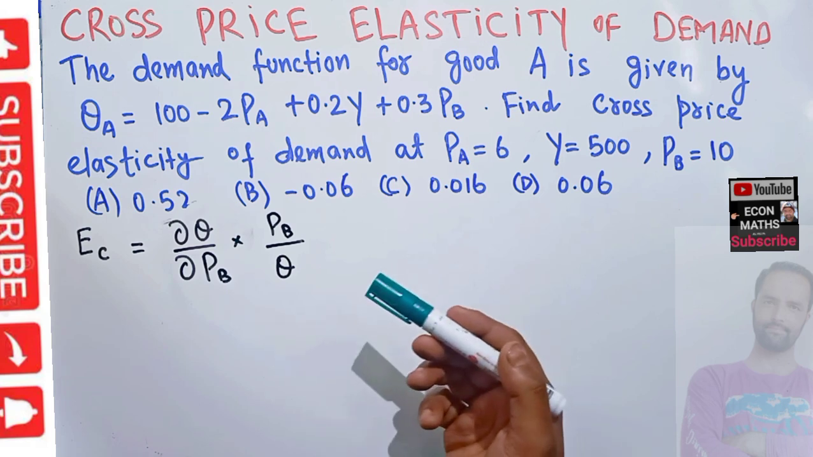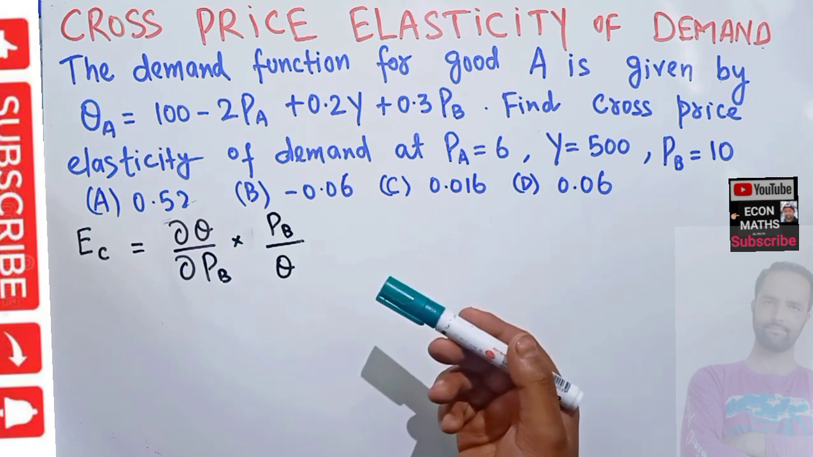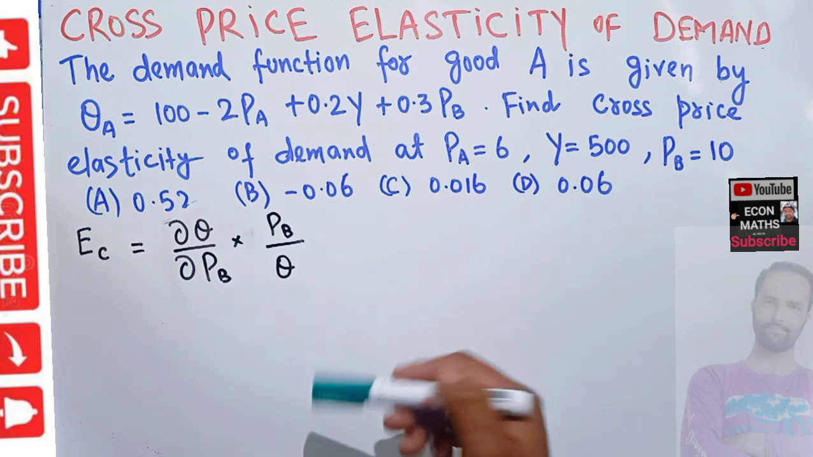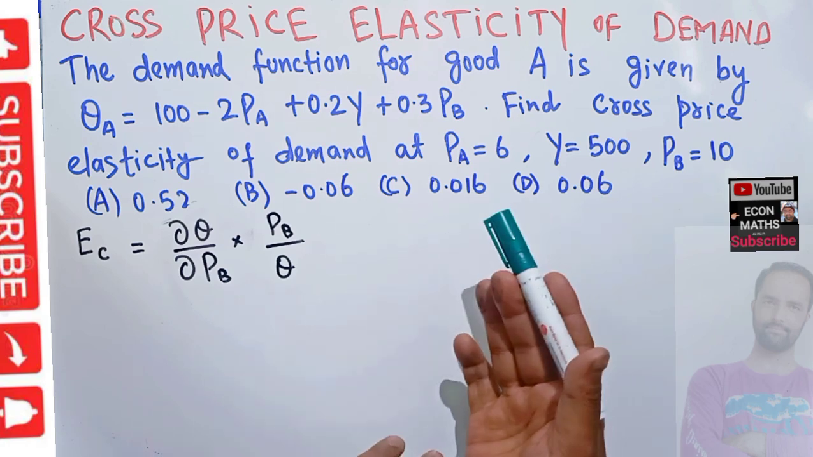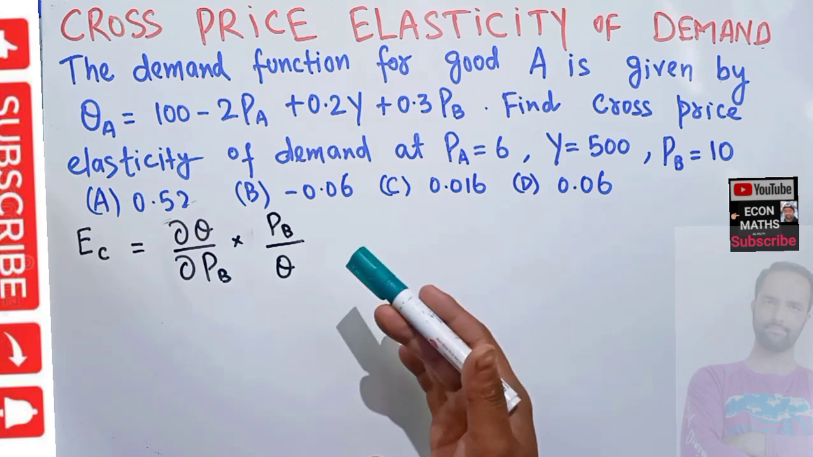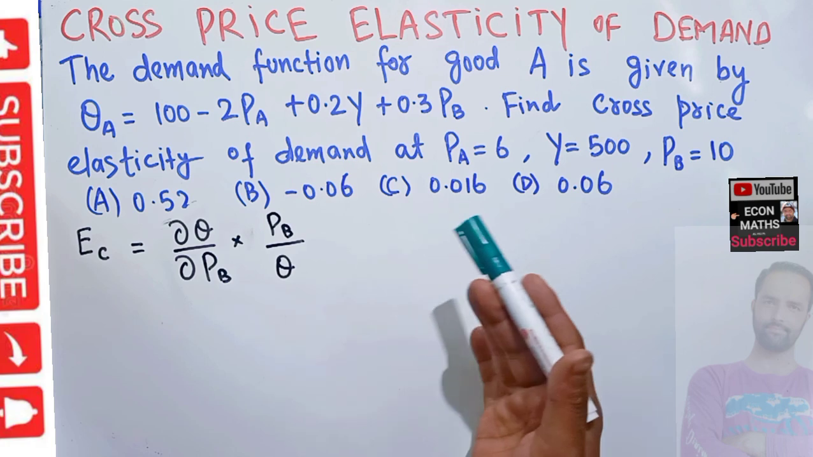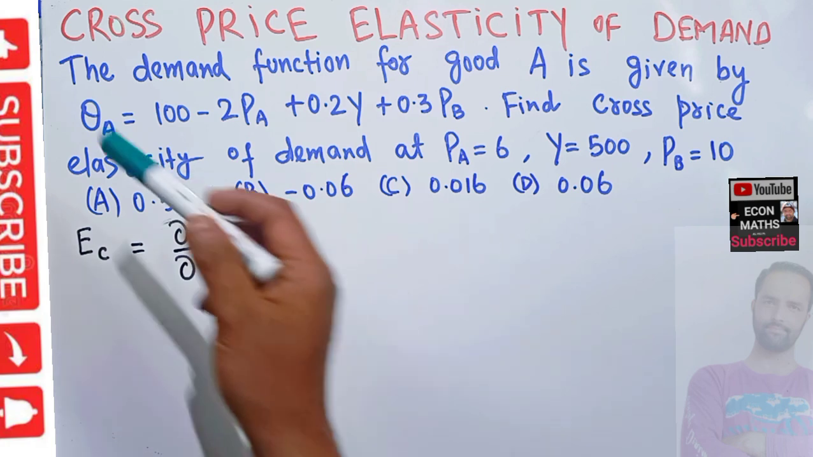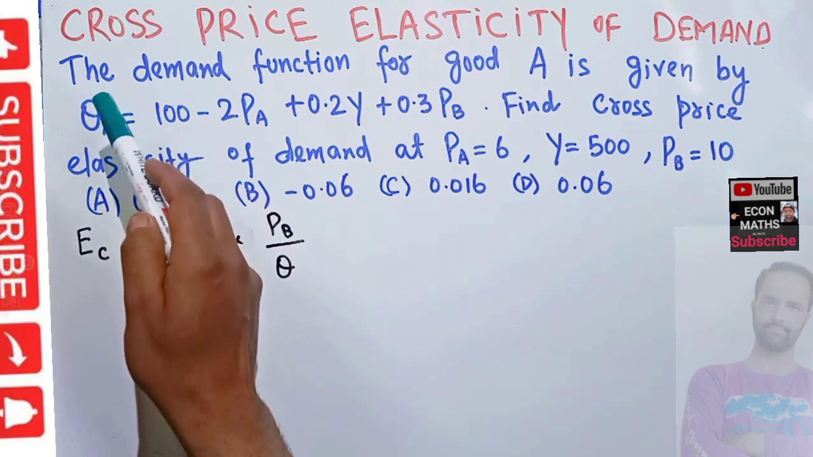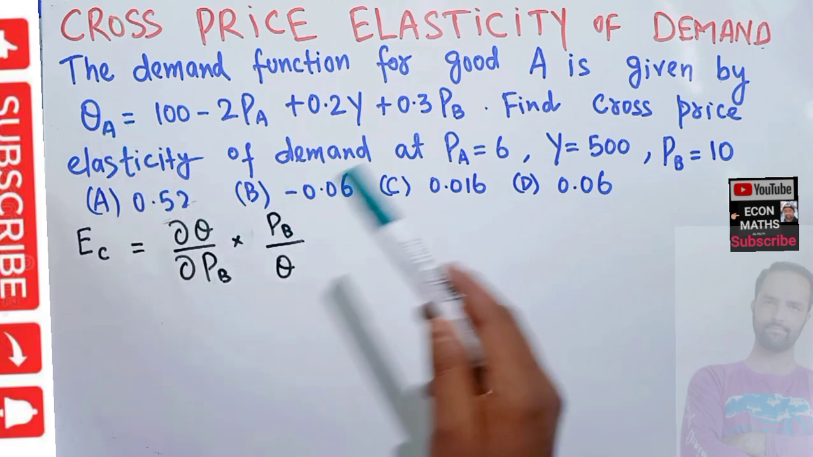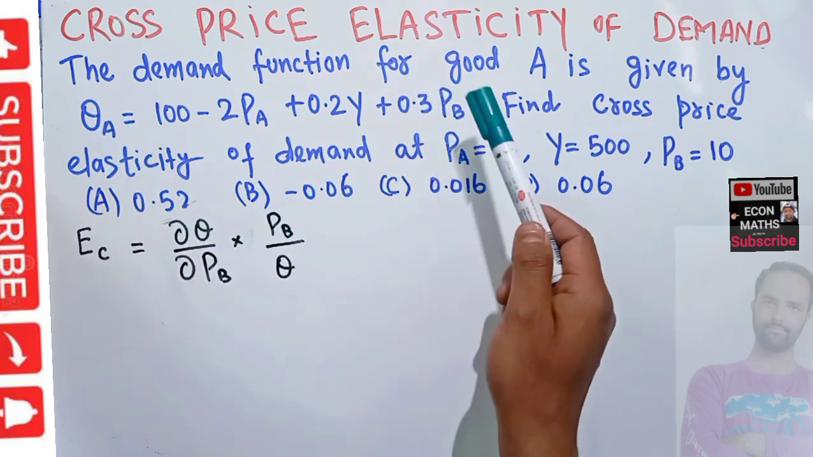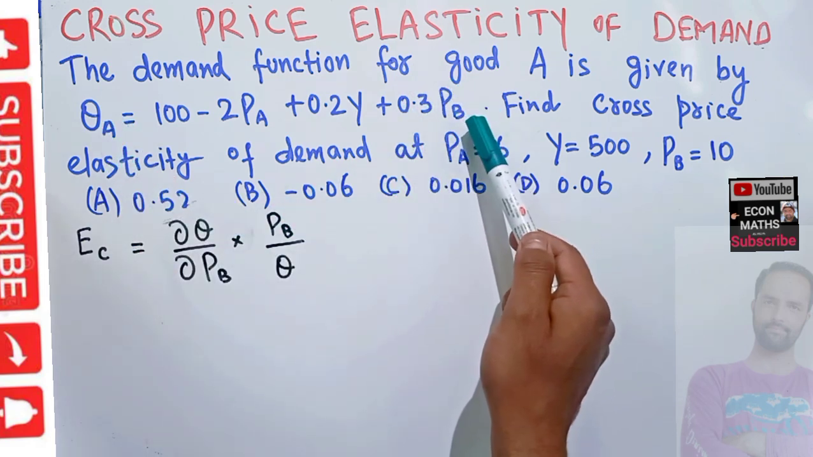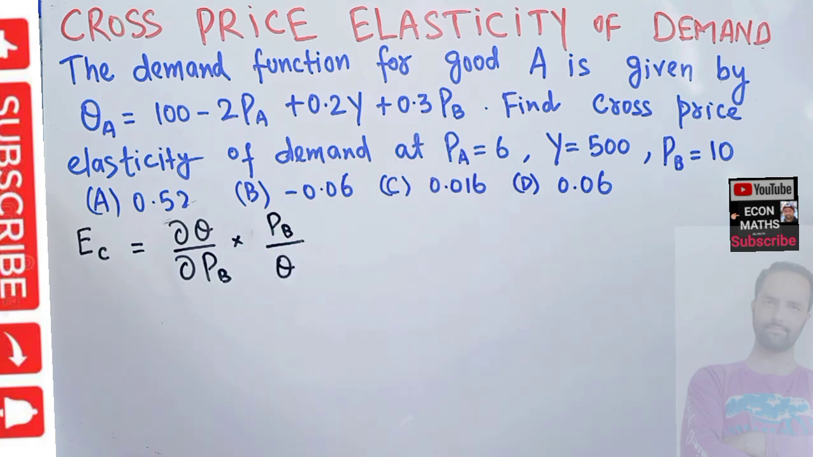So basically cross price elasticity of demand tells us how sensitive the demand for a product is to the change in the price of another product. How sensitive the demand for good A is to the change in the price of good B here. This is what is meant by cross price elasticity of demand. I will explain this step here.